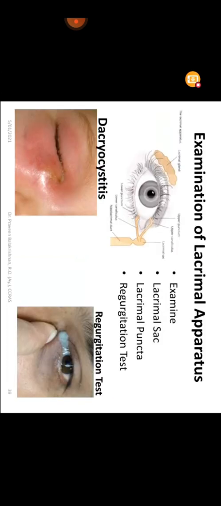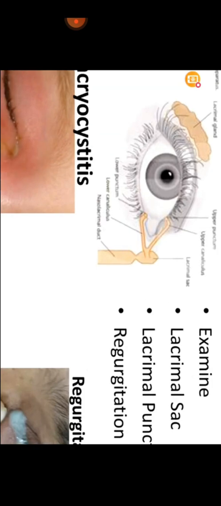Okay. Now, after the eyelids have been examined, we are going to the lacrimal apparatus. Again, you might have seen the anatomy of the lacrimal apparatus. It starts from the lacrimal gland on the lacrimal fossa, and then it has the lacrimal sac.